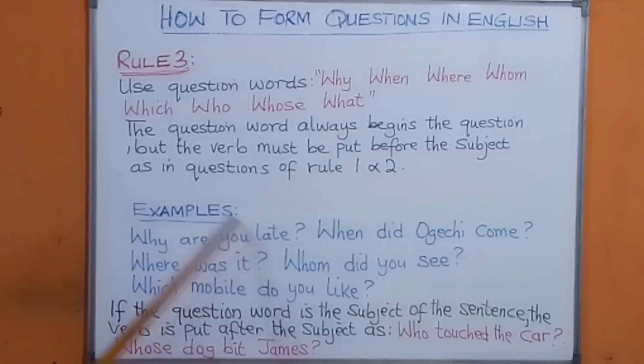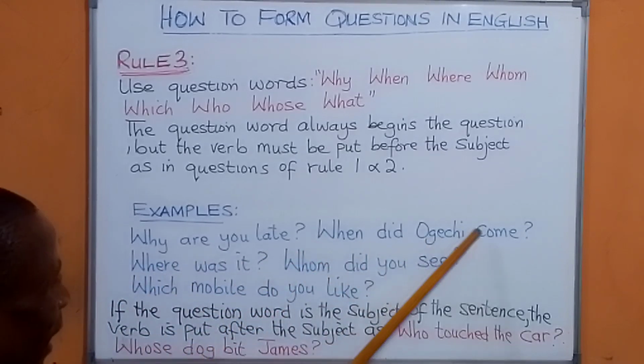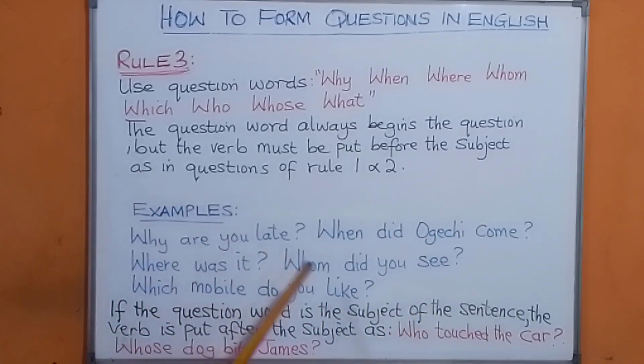Why are you late? You have the question word, you have the verb, then you have the subject. The question word, the verb, the subject. Okay? So, when did Ogechi come? When, the question word, the verb, the subject. When did Ogechi come? Where was it? The question word, the verb, the subject. Where was it, or where is it?